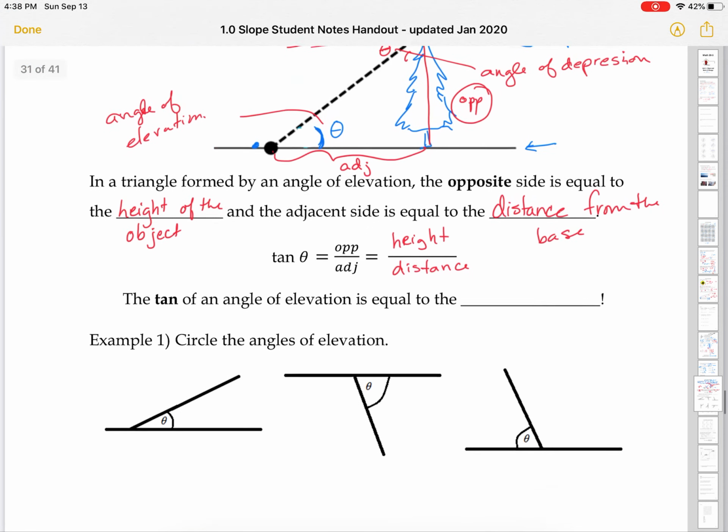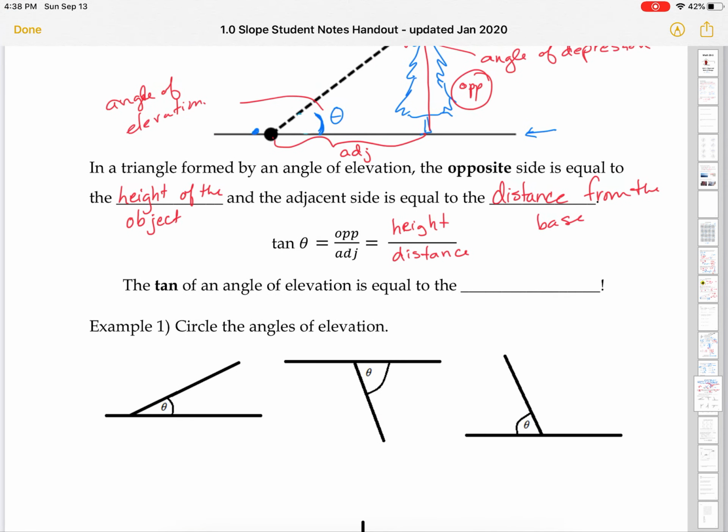The tan of an angle of elevation is equal to the ratio of the height to the distance. Okay?